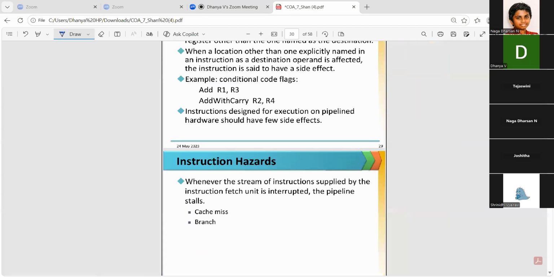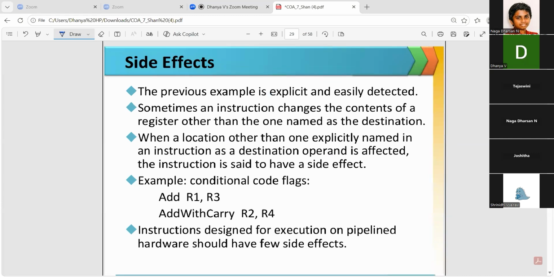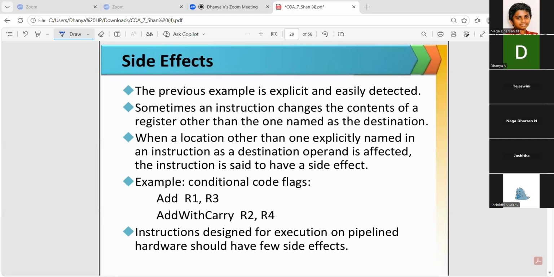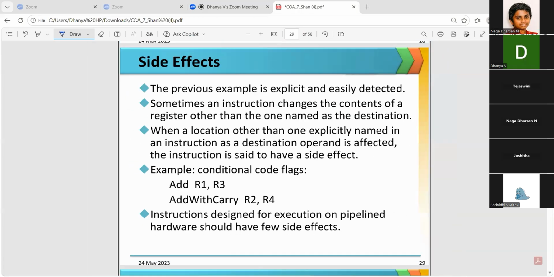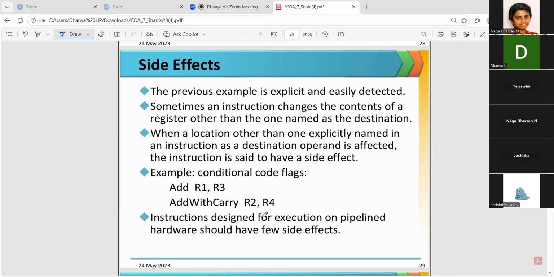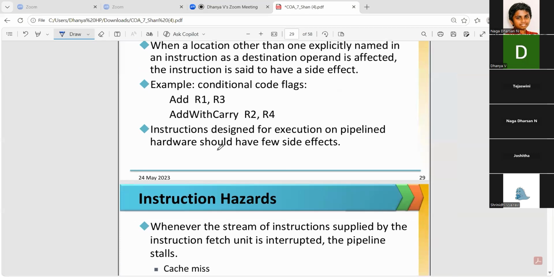Okay, one second. I have no idea what this is. What does this say? Sometimes an instruction changes the contents of a register. Okay, I'll just look into what this is and come back again. This part alone I'll look into and come back.